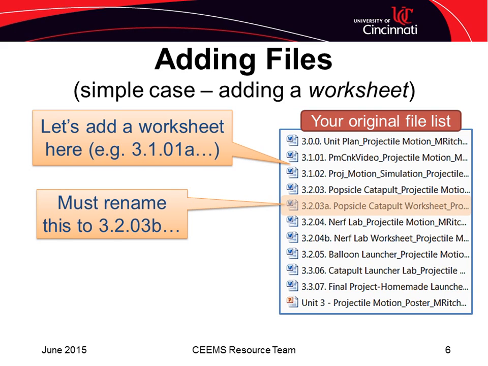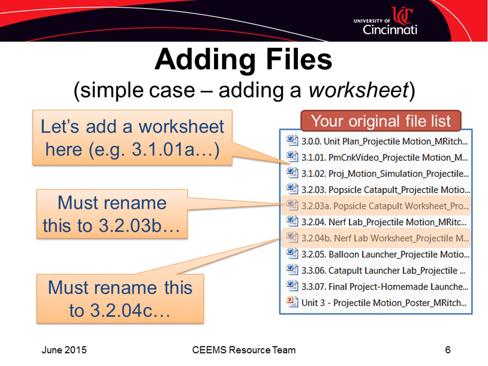3.2.03a to 3.2.03b and worksheet 3.2.04b to 3.2.04c. To rename a file, simply right-click on the file name, click Rename, and then type in the new file name. Remember, as you rename the files, the file naming standard requires unique letters for each activity. This example is a pretty simple case, and it is easy to rename these manually. Let's look at another case on the next slide that is a bit more complex.